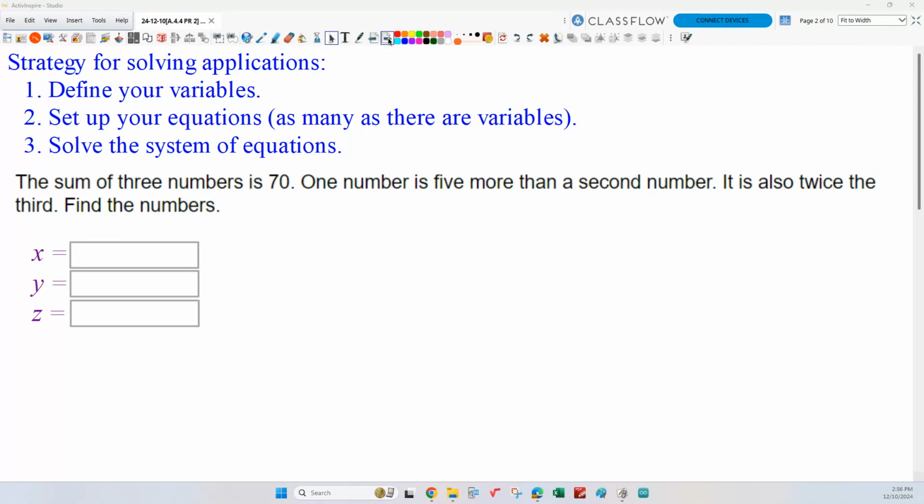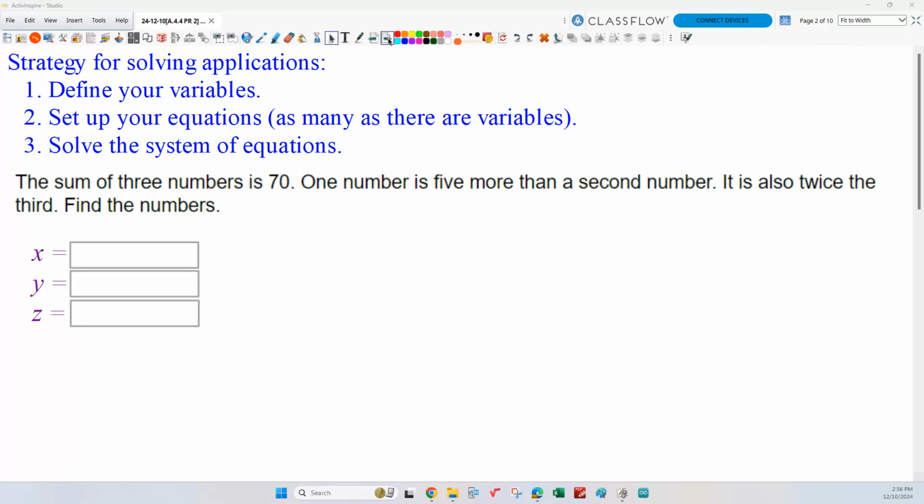So it says the sum of three numbers is 70. One number is 5 more than a second number. It is also twice the third number. Find the numbers. So what are the things we're trying to find here? What's the question asking us to find? The question doesn't say anything about variables. It just wants answers. What are we trying to find? Numbers. How many numbers are we trying to find? Three. So how many variables do we need? Three. Because the variables are the things we're trying to find.